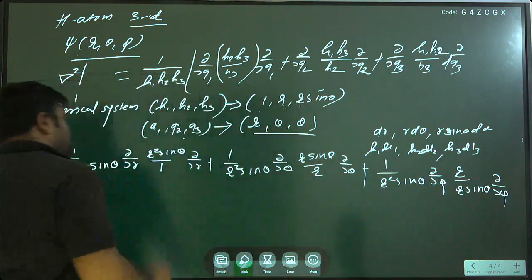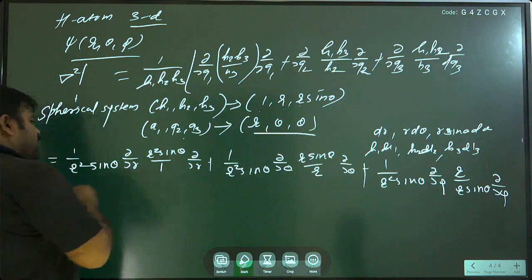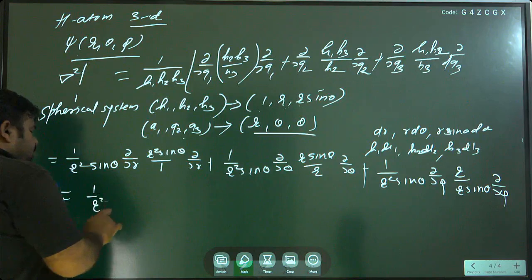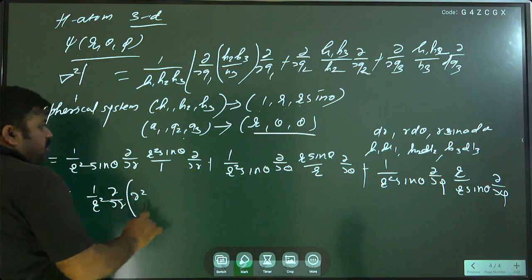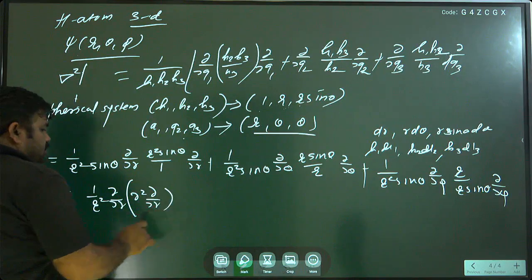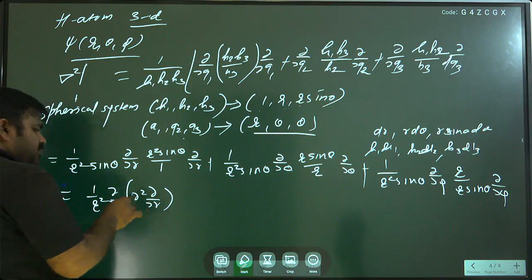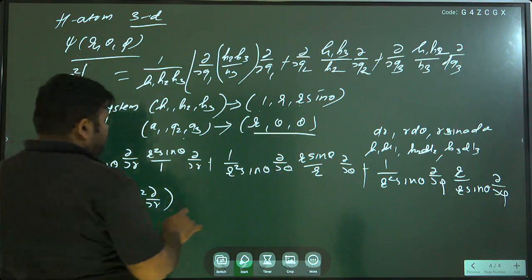Okay, see, sin theta is not a function of R. Sin theta is not a function of R. We can take it outside, then sin theta gets canceled. Means we get 1 upon R square ∂/∂R into R square ∂/∂R. Otherwise, don't do it like saying the derivative of R square is 2R. First take the derivative of this one, then multiply, then the whole system operates on ∂/∂R. Otherwise, dimensionally this one is not correct.